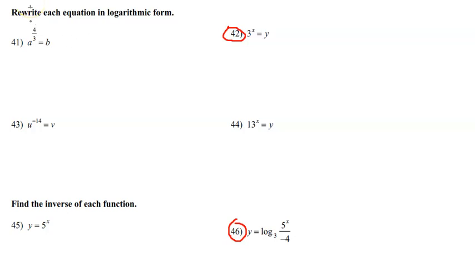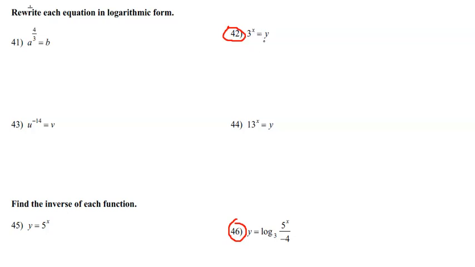Okay, let's look at the section where you rewrite the equation in logarithmic form in your exponents and log packet. Basically what we're going to do is solve for the other variable that's not by itself. So let's look at number 42.